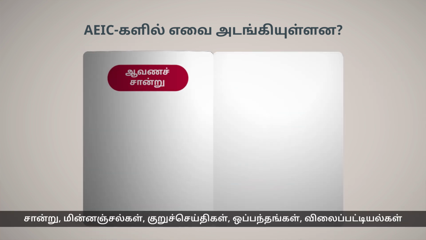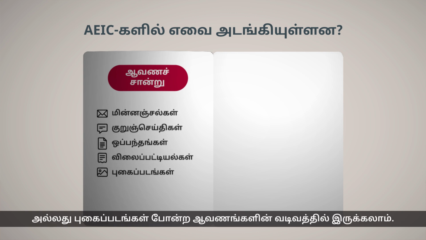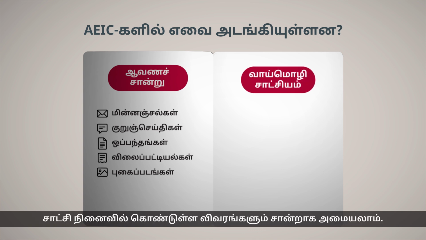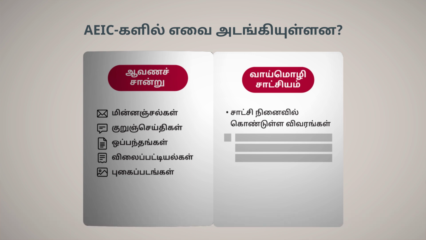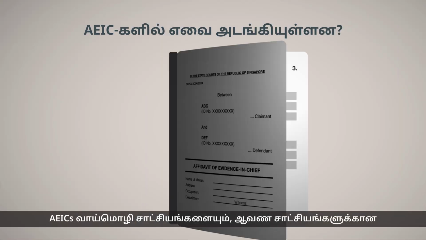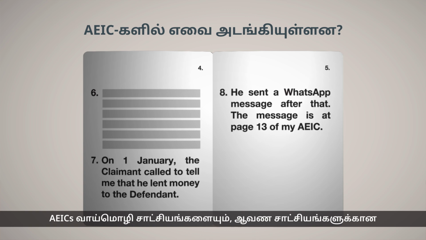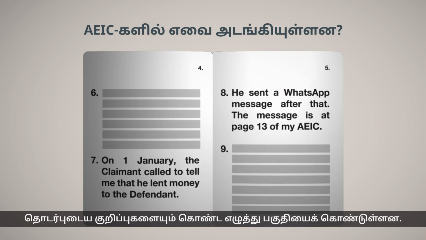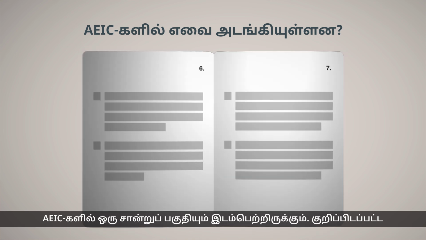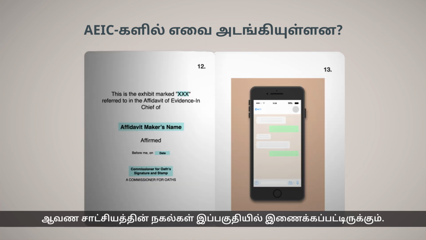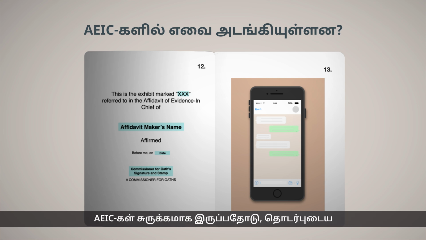The evidence may be in the form of documents, such as emails, text messages, contracts, invoices, or photographs. The evidence may also be in the form of what a witness recalls. AEICs have a text portion, which sets out the oral evidence and relevant references to the documentary evidence. AEICs also have an exhibit portion, where copies of the documentary evidence referred to are attached.